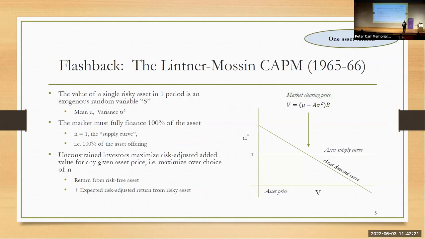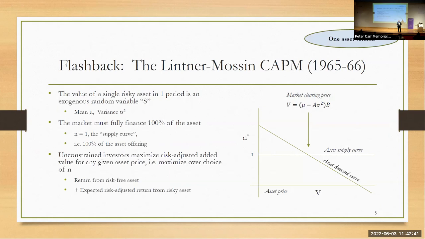Okay, so now I promised we'd travel back in time. So that's what we're going to do. We're going to go back to 1965, 1966. A lot of us learned the CAPM was founded by four people: Treynor, Sharpe, Lintner, and Mossin. And we assume, if you haven't read the papers carefully, that they were all saying pretty much the same thing. But it turns out they weren't.